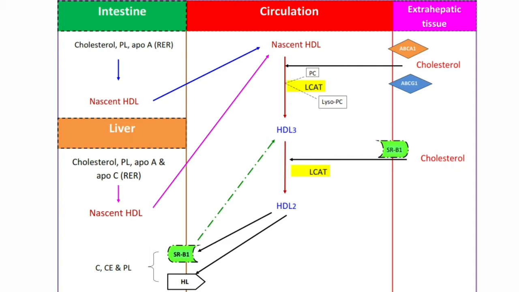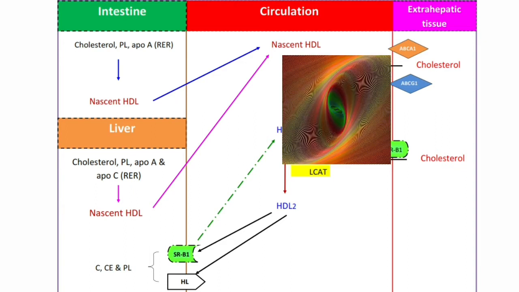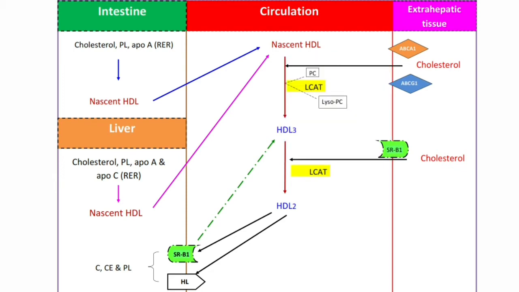The shape of nascent HDL is like a disc. That's why it is called discoidal nascent HDL. So, nascent HDL contains a phospholipid bilayer with apoproteins and free cholesterol. Now, the nascent HDL accepts cholesterol from the extrahepatic tissues and is converted into spherical HDL, that is HDL3.